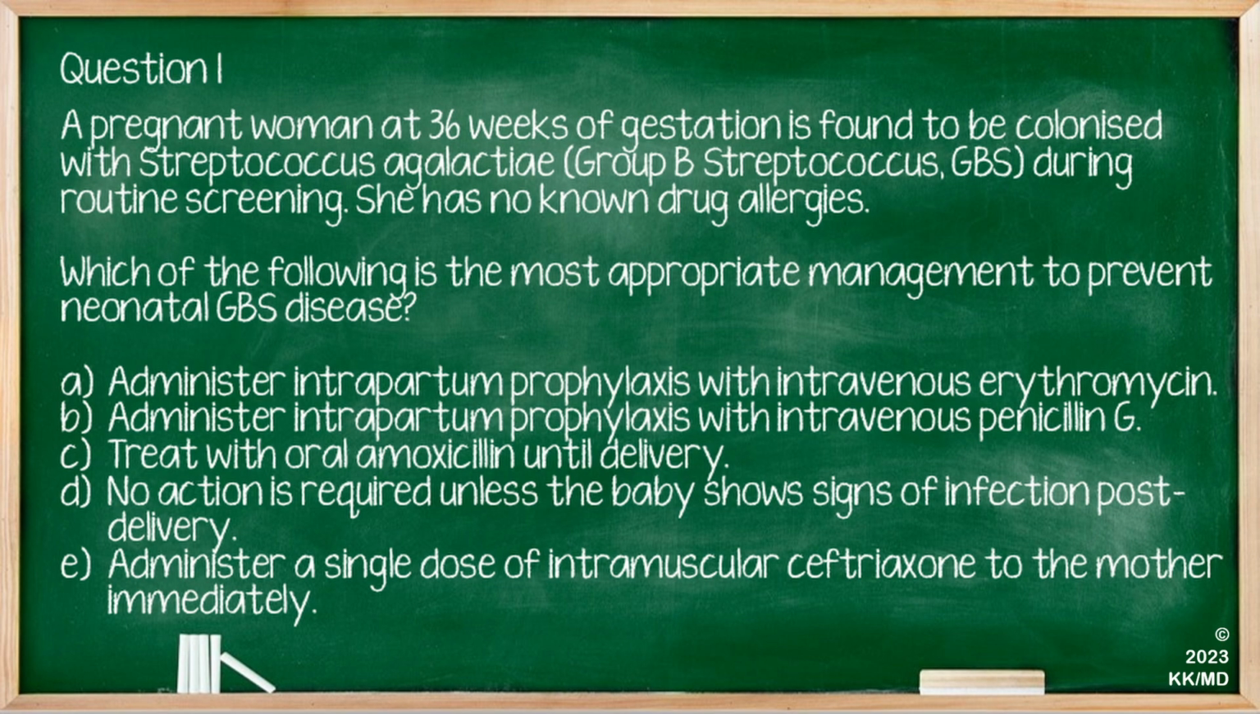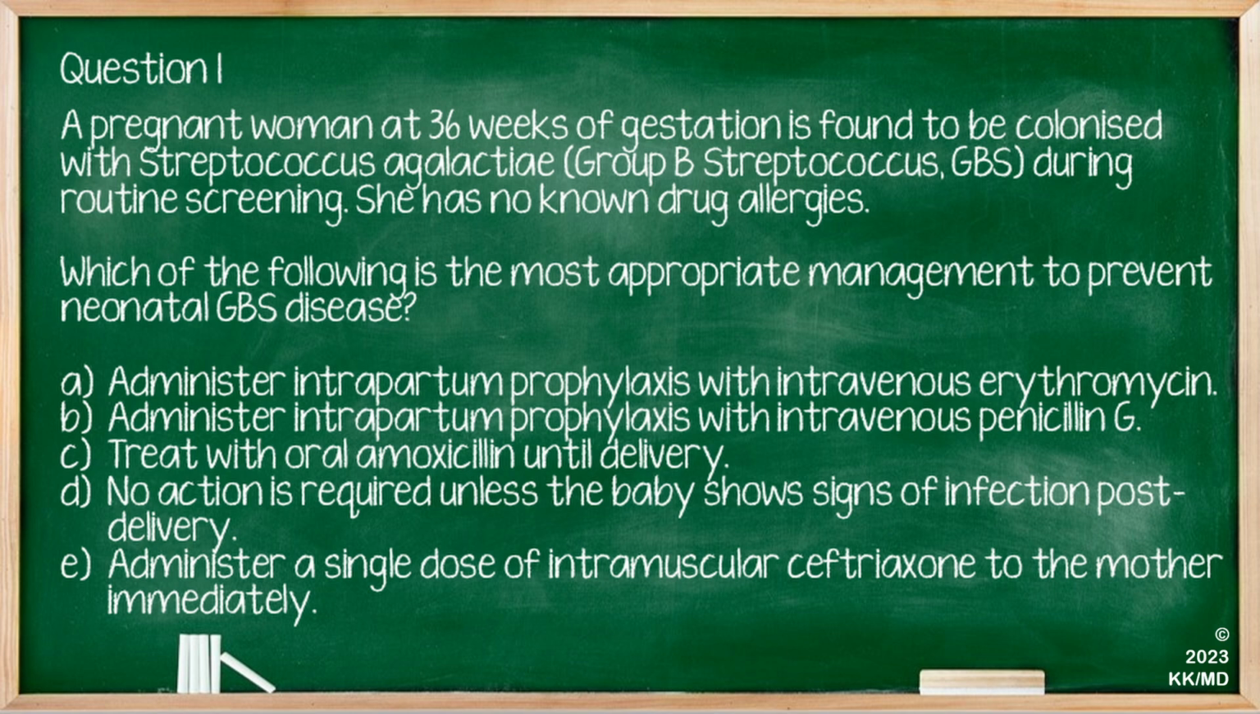So, based on everything we've learnt, let's try a question. A pregnant woman at 36 weeks of gestation is found to be colonised with Streptococcus agalactiae, or Group B Streptococcus, during routine screening. She has no known drug allergies. Which of the following is the most appropriate management to prevent neonatal Group B strep disease?